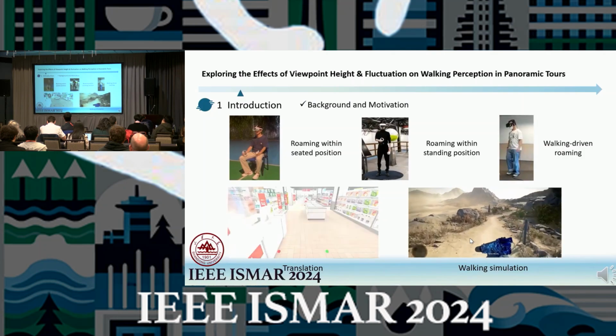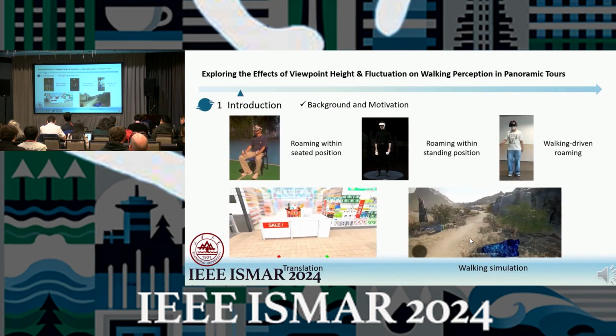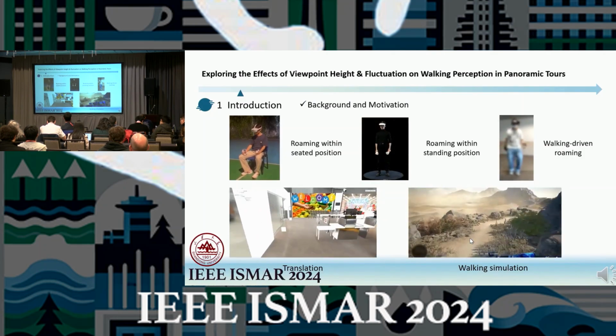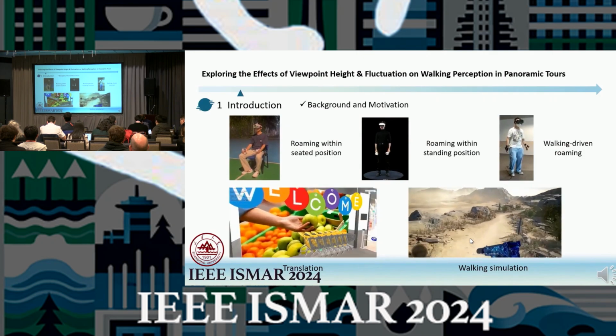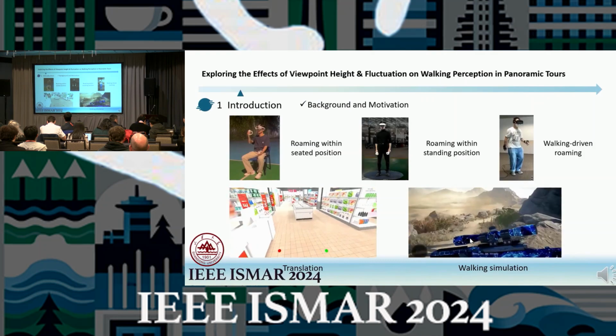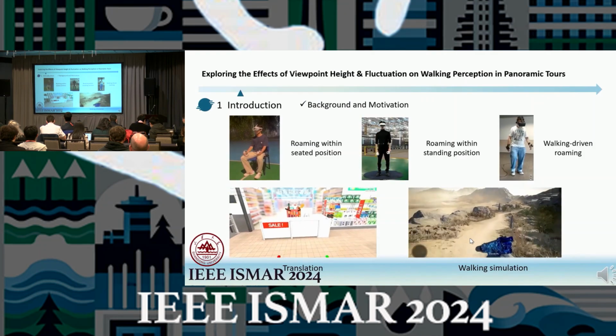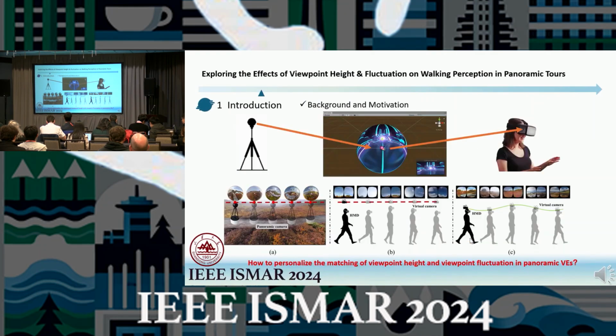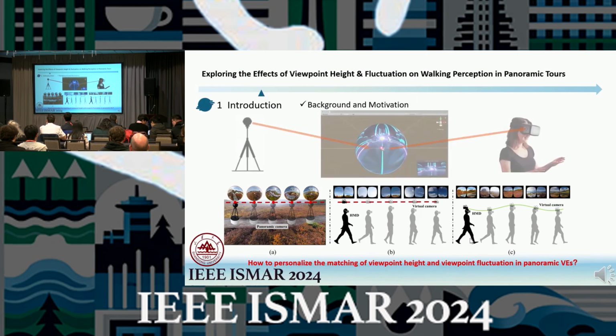Compared to the translation motion shown in the lower left corner, the viewpoint fluctuation simulates the natural undulation and swaying of the human body when walking, thus giving the user a more realistic walking experience, and also effectively reducing the generation of motion sickness.